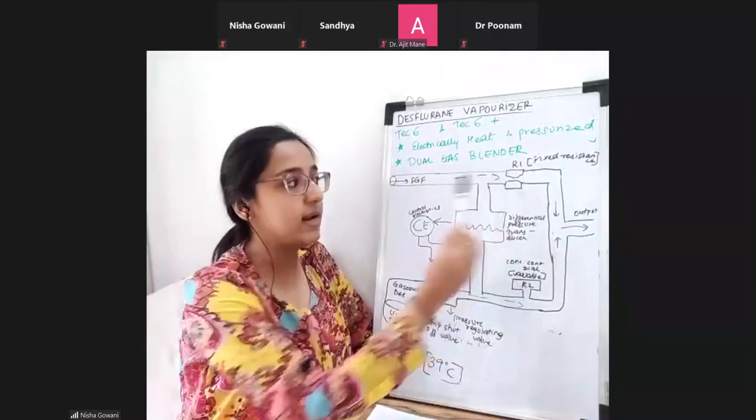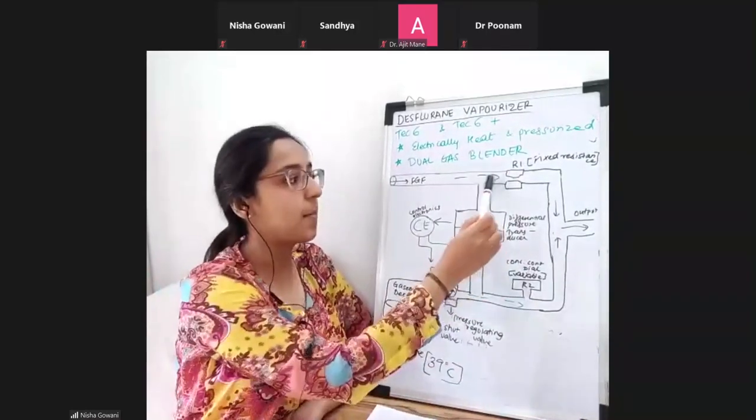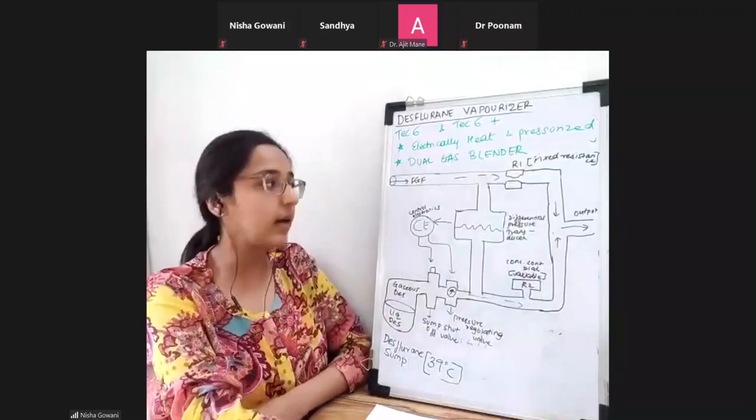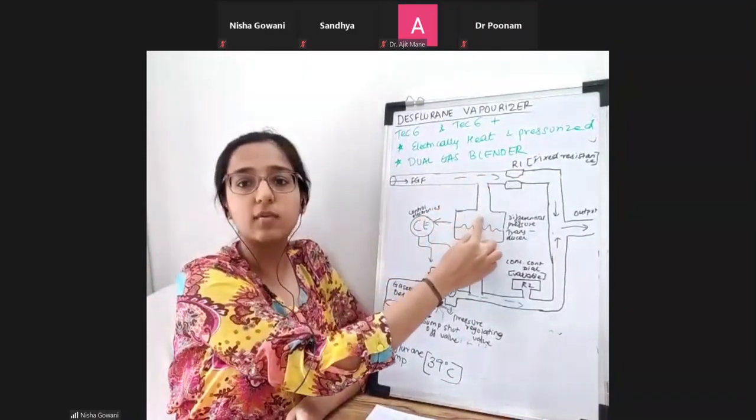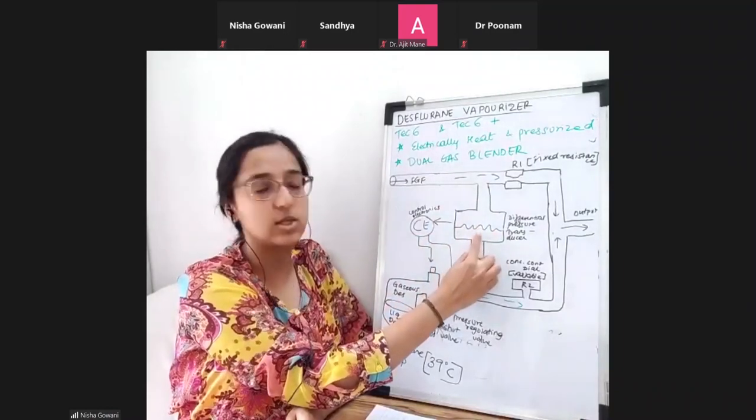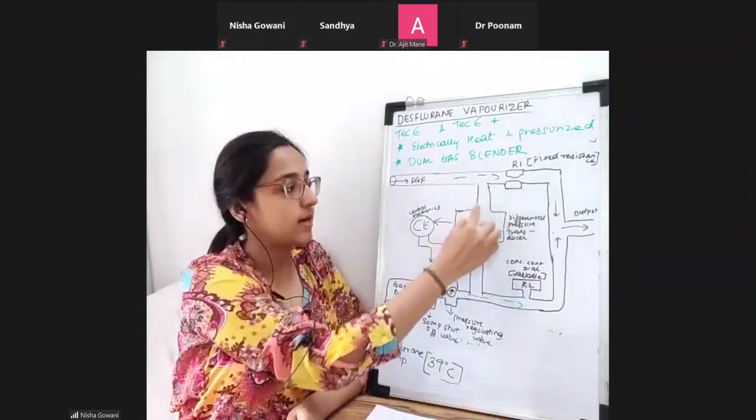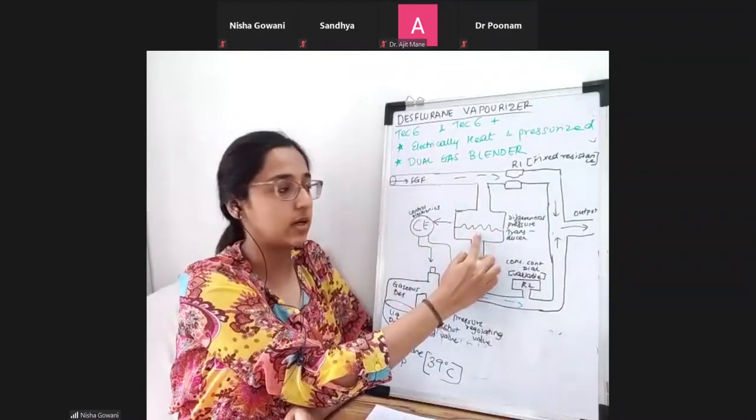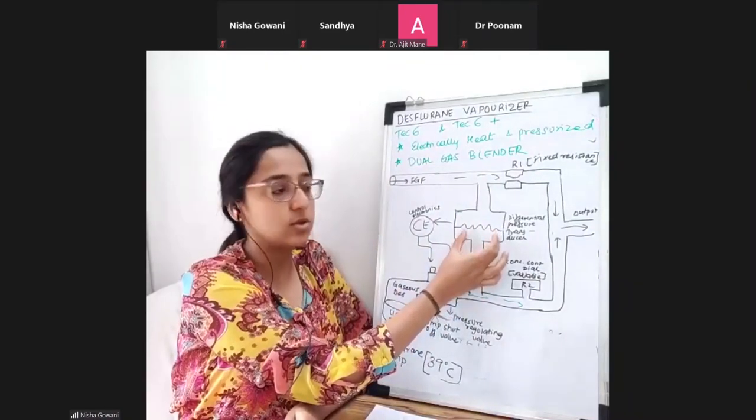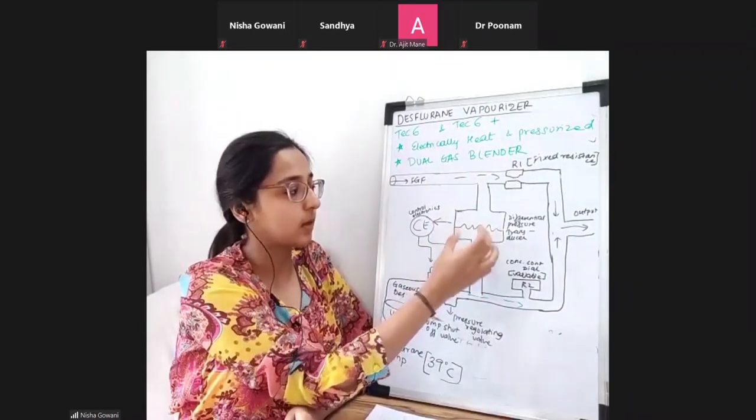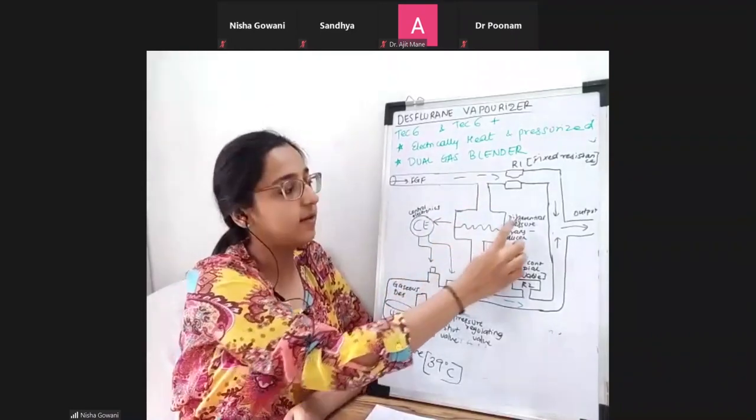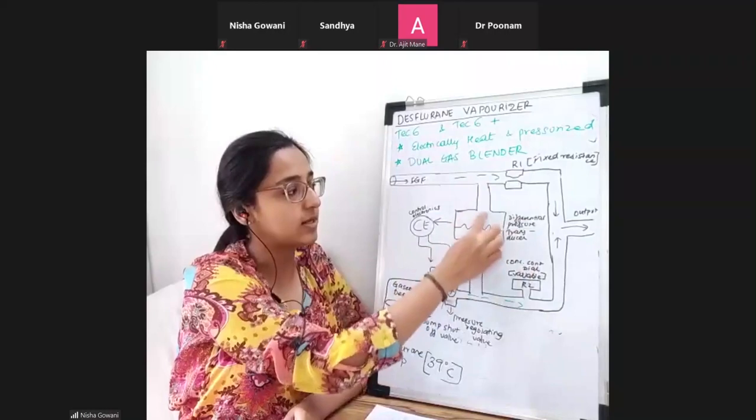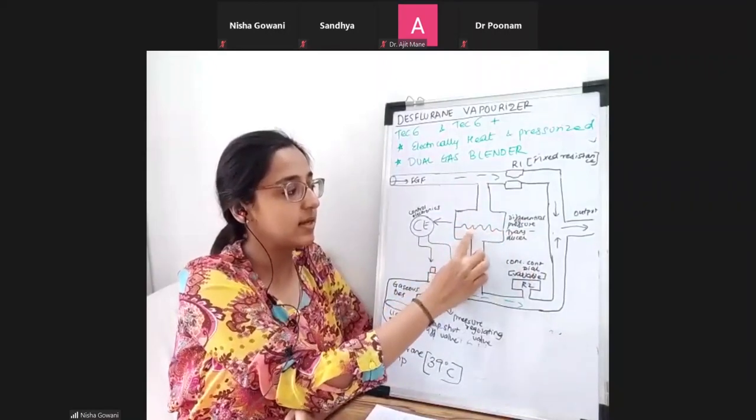So when it encounters this resistance, there is some amount of back pressure which will be generated, right? This back pressure will be generated and it will be sensed over here by this pressure transducer. This differential pressure transducer will sense it, because there is a difference in the pressure on both sides. That's why it's called differential pressure transducer.